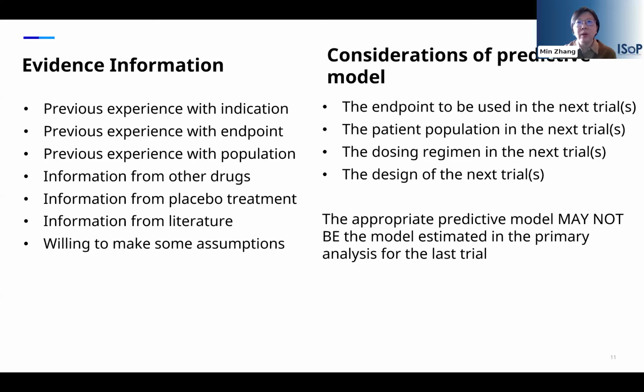And the considerations for building a predictive model include, but are not limited to, the endpoint to be used in the next trials, the patient population in the next trial, the dosing regimen in the next trial, and the design of the next trials. Please note, the appropriate predictive model may not be the model estimated in the primary analysis for the last trial. It could be a secondary or exploratory endpoint of the last trial, a composite measure of selected endpoints in the last trial, or an endpoint can be estimated, extrapolated, or derived from the outcome measures of the last trial.